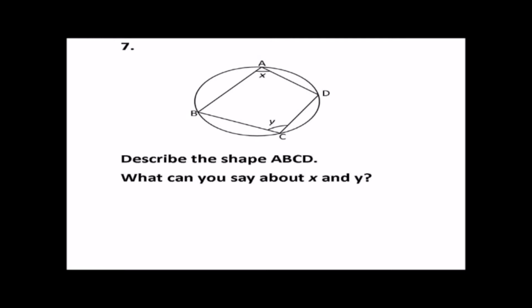Moving right along. Number 7. Describe the shape ABCD. What can you say about X and Y? Yeah, what sort of shape is it? What do you call it? There's a special name for it, guys, because of how it's drawn.